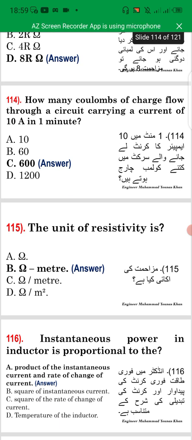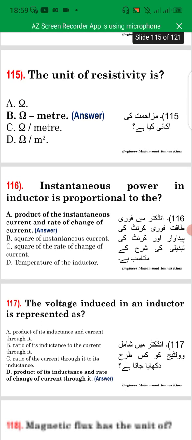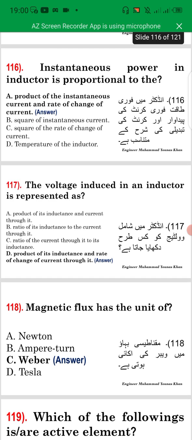The unit of resistivity is ohm, ohm per meter, ohm per meter square, ohm meter. Ohm meter. Instantaneous power in an inductor is proportional to the product of the instantaneous current and rate of change of current, square of instantaneous current, square of the rate of change of current, temperature of inductor. Product of the inductance, instantaneous current and rate of change of current.